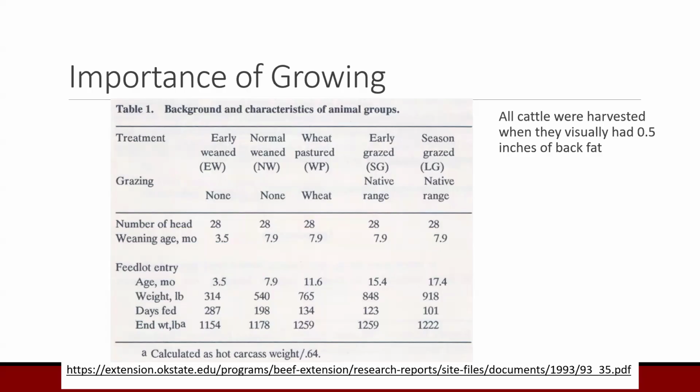Okay. So obviously, lighter cattle are going to require more days on feed, right? Because they need longer to gain that more weight. Make sense? Okay. So in body weight was less for these cattle that weren't grown at a slow rate of gain in pasture systems compared to these that were. Okay.